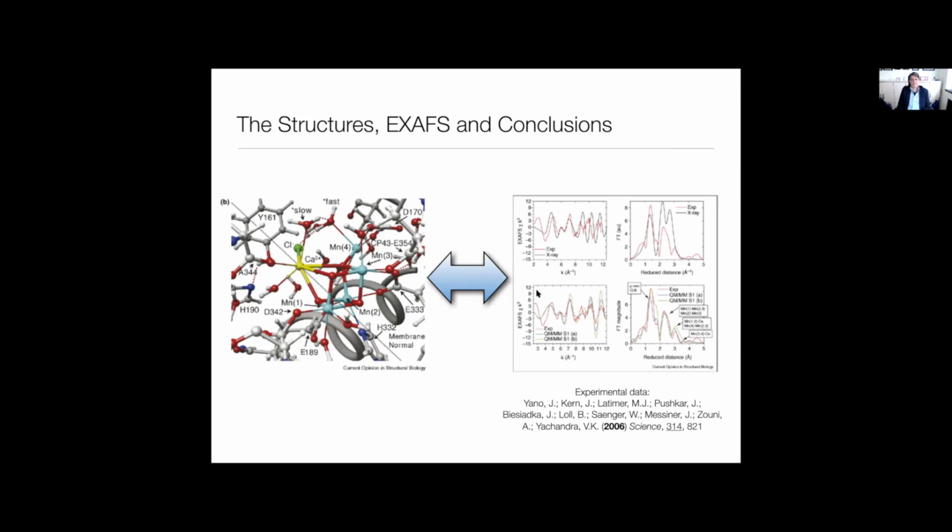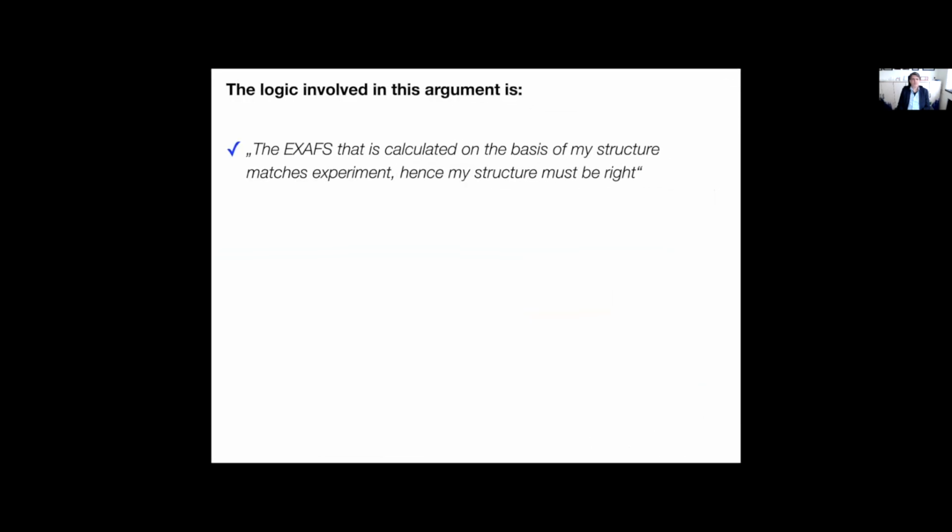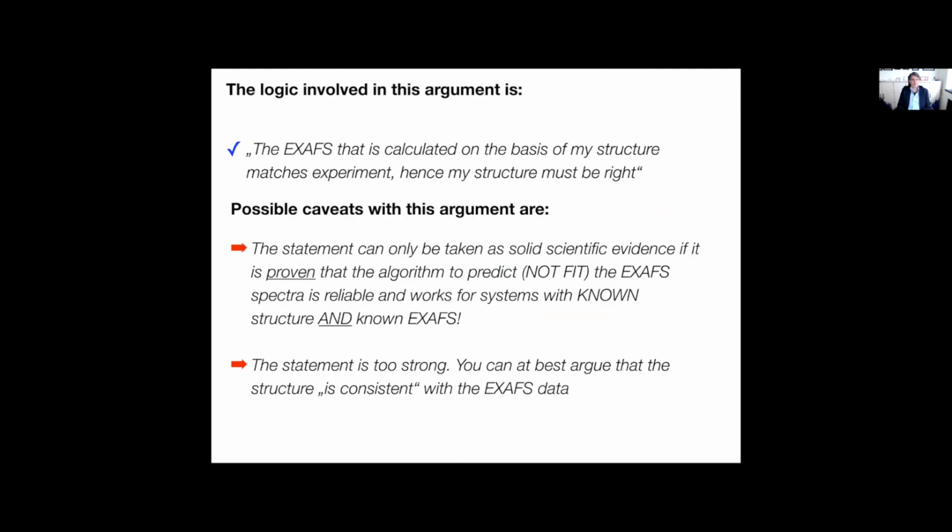But then basically the argument that people wanted to make is that, like, say, look, I have calculated the structure and then I run it through FEFF and get a predicted XFs spectrum, and that matches experiment, hence my structure must be right. And there are two caveats with that. And the first is simple, and that is the second here, that said this statement is just too strong. You can never say, because your calculated spectrum agrees, that is the right structure. You can only say that the structure is consistent with the observation.